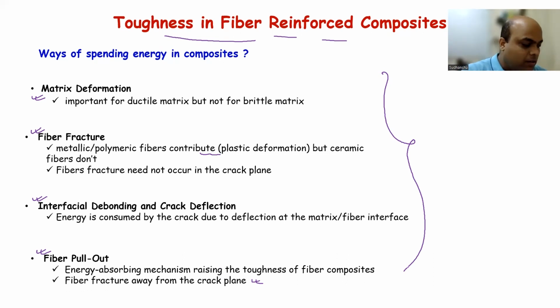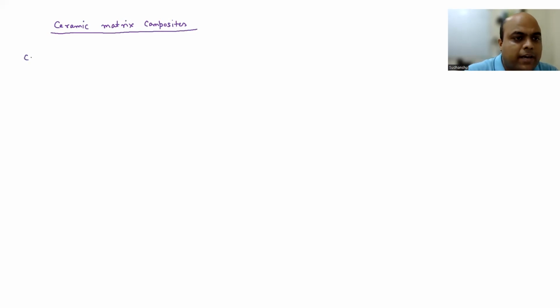Okay, so now let's talk about the enhancement in the toughness, especially in ceramic matrix composites, because the matrix itself is ceramic, right? So how do you enhance the toughness? What is the way of having some toughness in a ceramic matrix composite, because the matrix itself is ceramic. So in a ceramic matrix composite, you could have two cases.